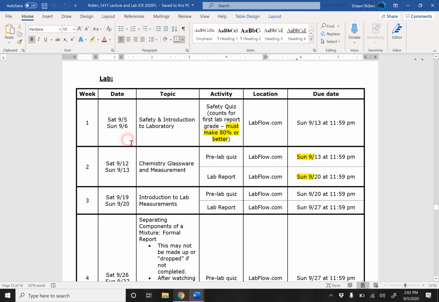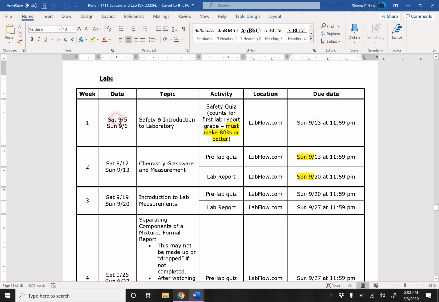After that, you will find the lab schedule. These dates will be a lot more nailed down, a lot more strict on you than maybe the lecture is. The lecture you can go at your own pace. With the lab, I need you guys to keep up with these dates.